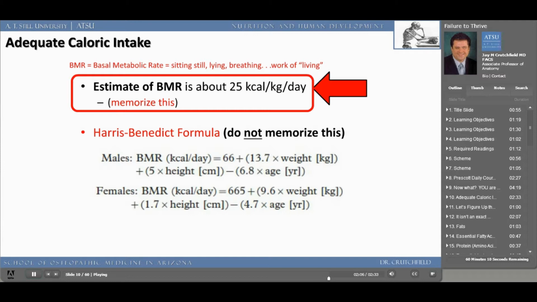And notice on males, it's the number 66 plus 13.7 times the weight. And then you look on females, it's 665 plus 9.6 times the weight, etc., etc. That's not a typo. For males, it's 66. For females, it's 665. It's just the way the mathematics works out. This is a tried and true formula that's been around for years.